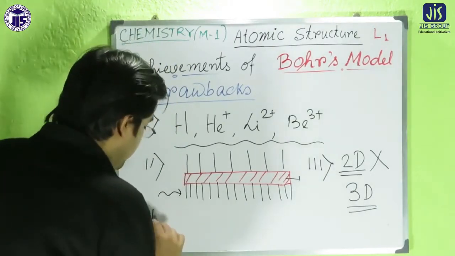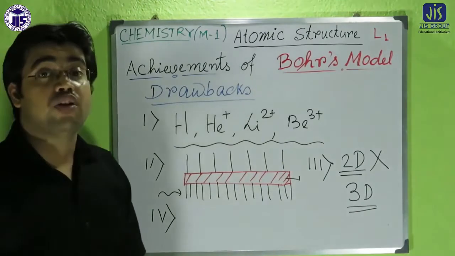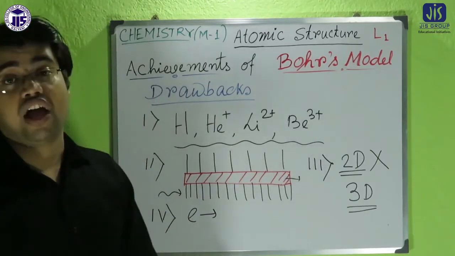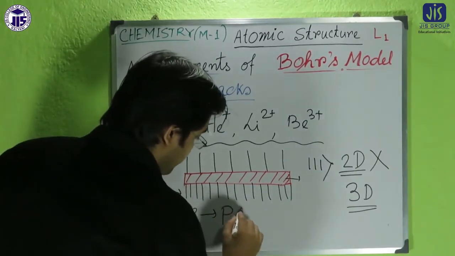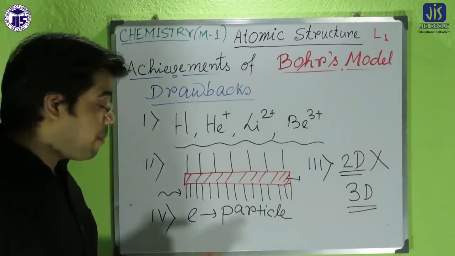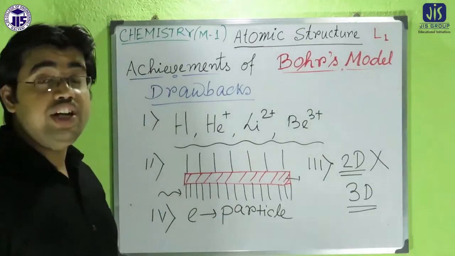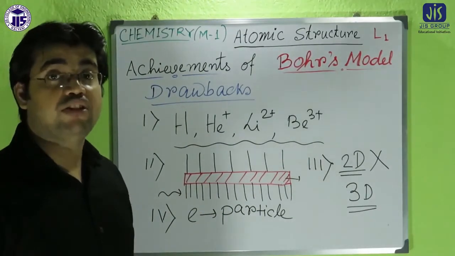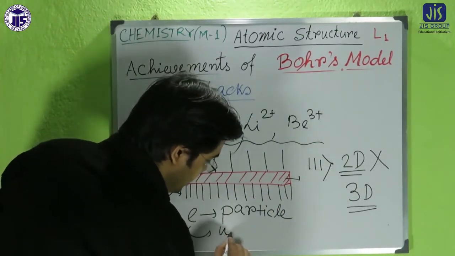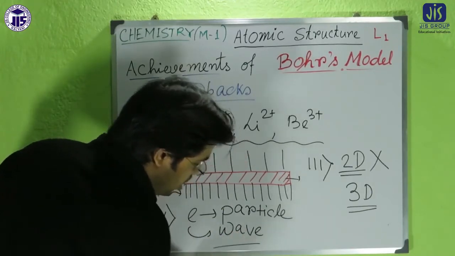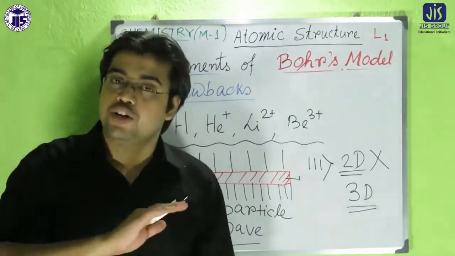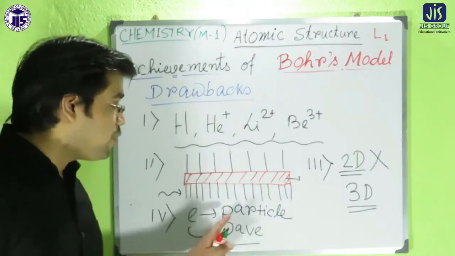Fourth point: Bohr's model considered that the electron has only particle nature, or behaves like a particle. But we know, according to the de Broglie principle, that the electron has dual character: it is a particle and it also has wave character. That dual character, particle and wave, was not explained by the Bohr model.